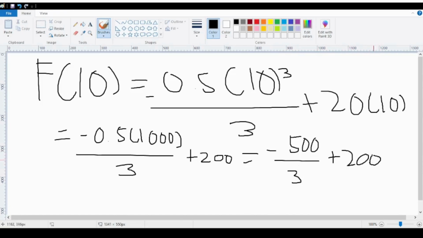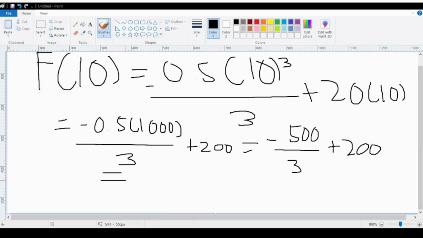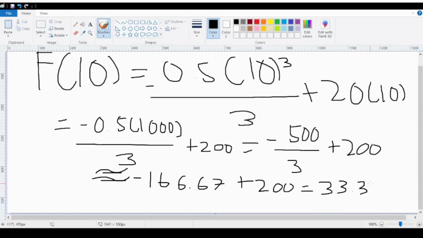Step 3, checking the starting point. We're not done yet. To be thorough, we'll also check what happens at the starting point, which is 0. If we raise 0 to the power of 3, we get 0. Multiplying 0 by negative 1 half still gives us 0. And dividing that by 3 leaves us with, you guessed it, 0. Adding 20 times 0 also gives us 0. Since nothing happens at the starting point, the total space inside the cave is just the value we calculated at 10 meters, which is about 30.33 cubic meters.